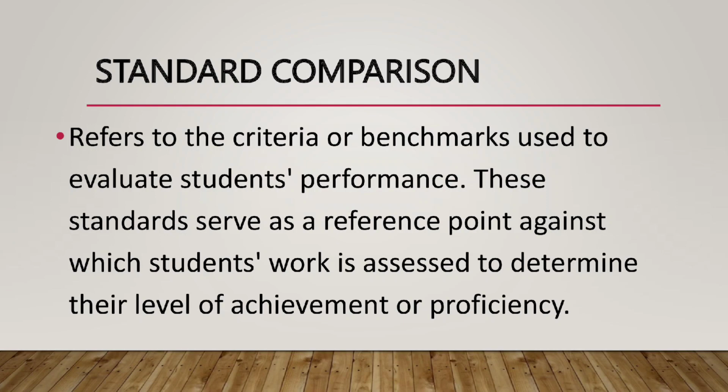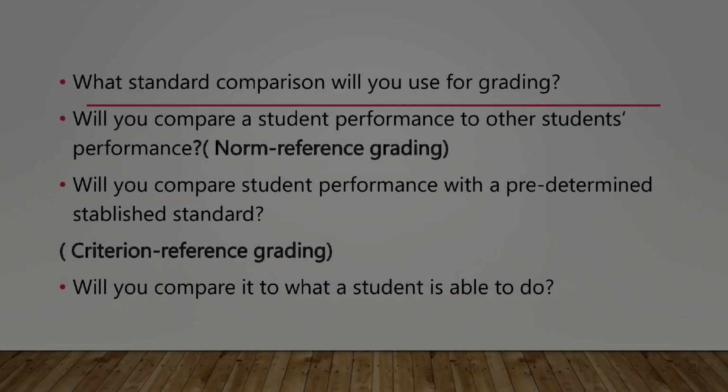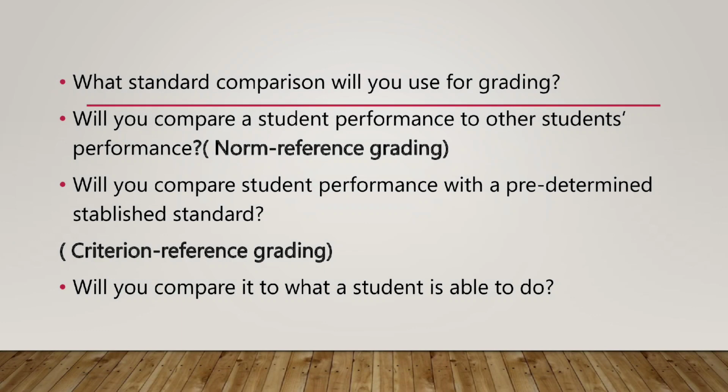So there are questions that need to be considered. First is, what standard of comparison will you use for grading? Will you compare a student's performance to other students' performance, which is the norm reference? So when we talk about the norm reference, we compare the grade of our students with other students. Next one is, will you compare students' performance with predetermined established standards, which is the criterion reference grading.